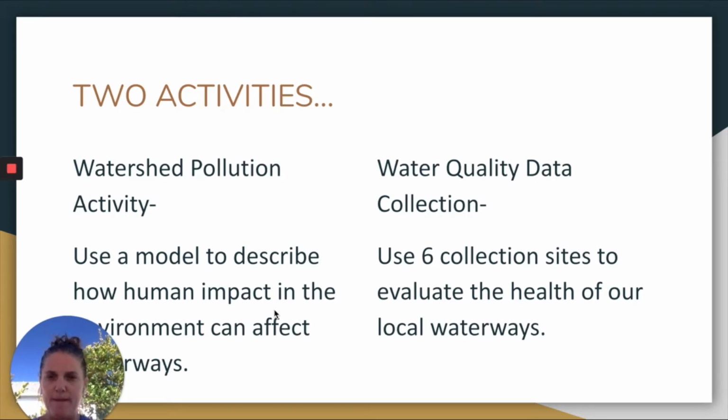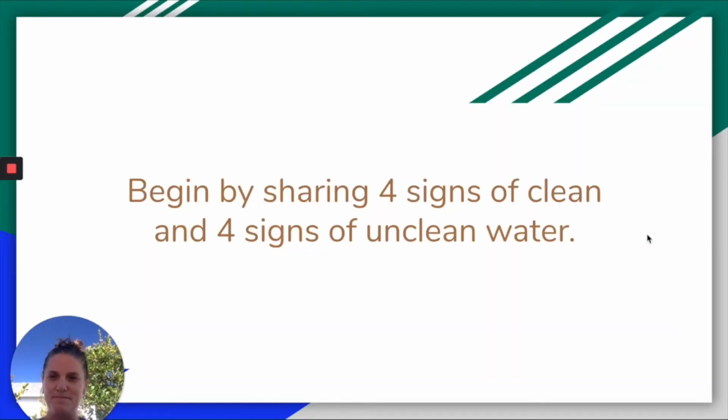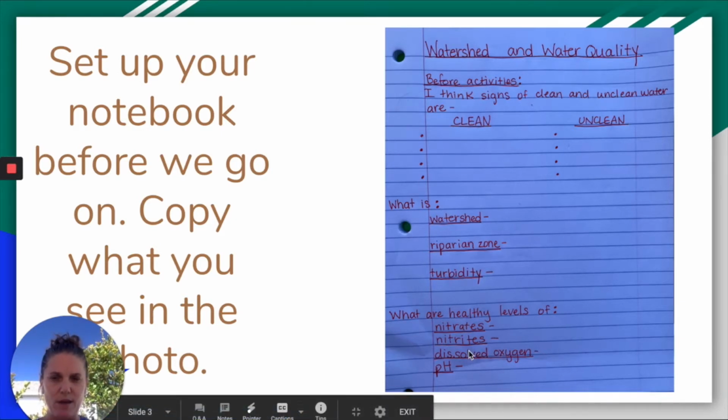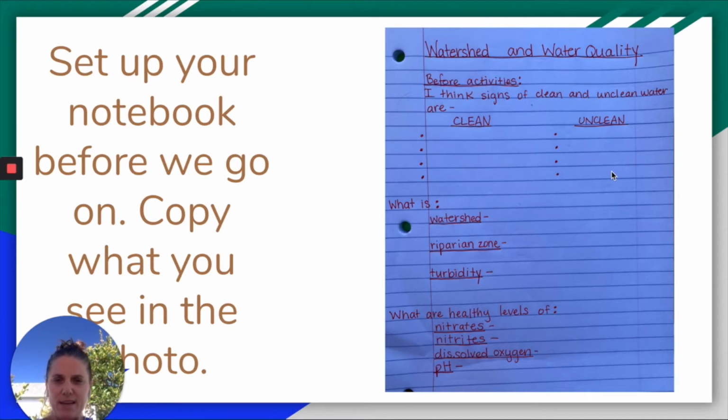So here we go. First of all, before we get started, make sure that you set up your notebook. Copy what you see in the photo of my notebook that I did ahead of time into your notebook. Start with the title up at the top that says Watershed and Water Quality. Underline that. Then move on to filling in this basic outline. And as we go through the video, you can go ahead and fill in the outline. So pause this video and set up your notebook.